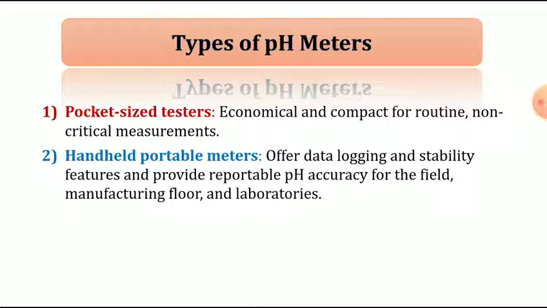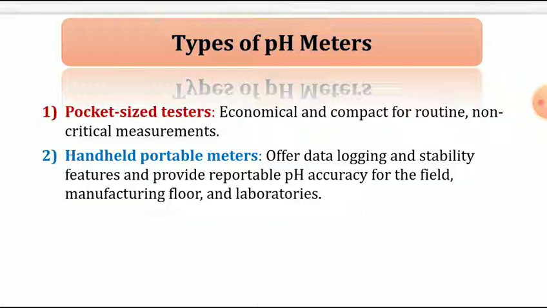Now the second one will be the handheld portable meters. These types of pH meters offer data logging and stability features and provide reportable pH accuracy for the field, manufacturing floor and laboratories. That means such type of pH meters will be used in the laboratory also for measuring different types of range, with multiple functions, having high accuracy.